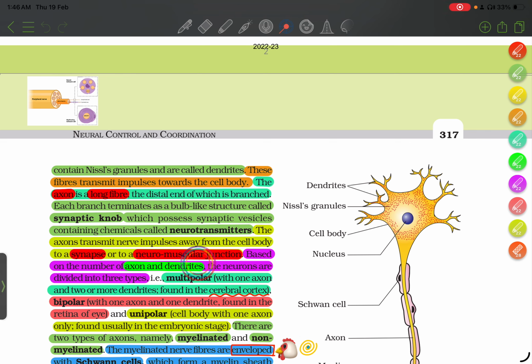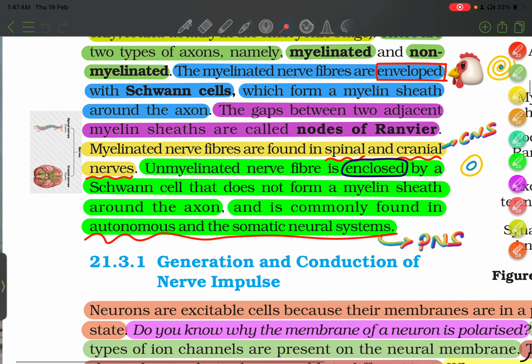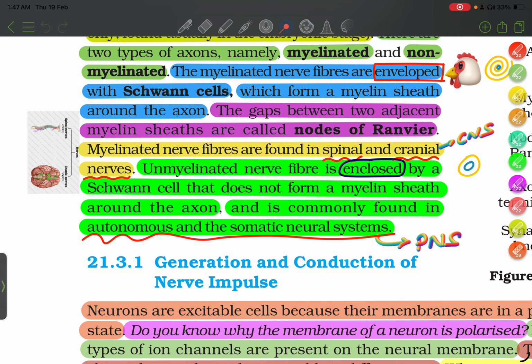Based on the number of axons and dendrites, the neurons are divided into three types, that is multipolar with one axon and two or more dendrites, found in cerebral cortex; bipolar with one axon and one dendrite, found in retina of eye; and unipolar, with cell body with one axon only, found usually in the embryonic stage. There are two types of axon, namely myelinated and non-myelinated. The myelinated nerve fibers are enveloped with Schwann cells which form myelin sheath around the axon. The gap between two adjacent myelin sheaths is called node of Ranvier. Myelinated nerve fibers are found in spinal and cranial nerves. Unmyelinated nerve fiber is enclosed by Schwann cells which do not form myelin sheath around the axon and is commonly found in autonomic and somatic neural system.